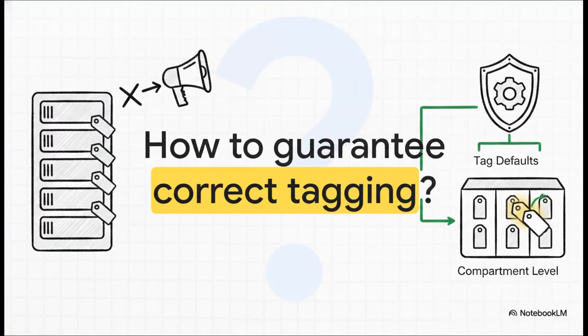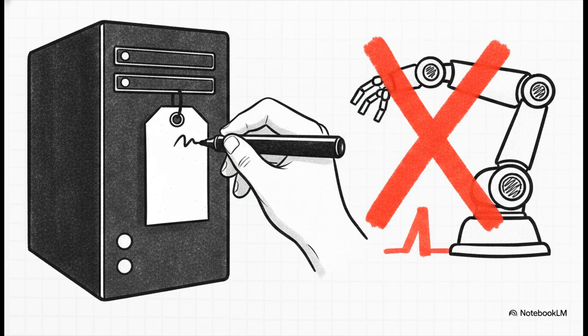Okay, Section 3, enforcing mandatory tagging. This is a serious question for you. How do you guarantee that every single resource gets tagged correctly? Do you just shoot out a polite company-wide memo and ask users nicely to tag their VMs? Yeah, right. We all know that doesn't work. To actually guarantee compliance, you have to build automated guardrails right at the compartment level using a feature called tag defaults. Inside tag defaults, there's this absolute game changer of a setting called user applied value.